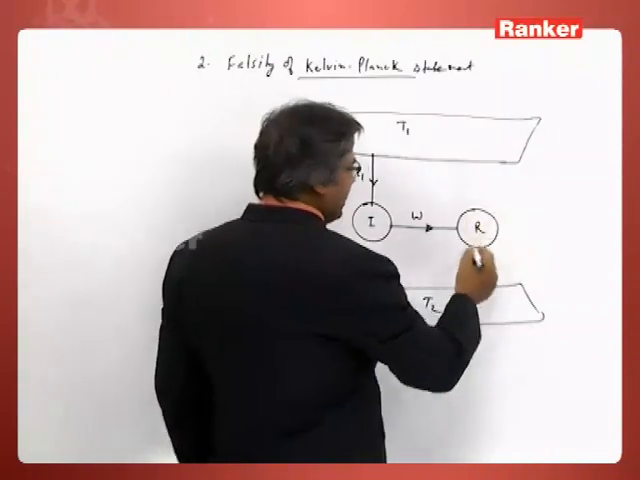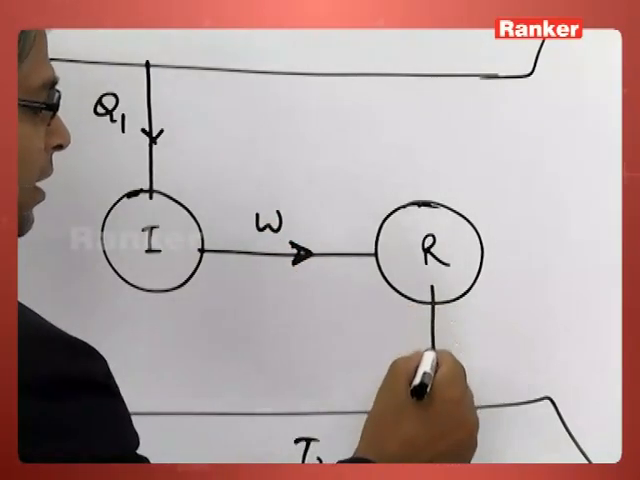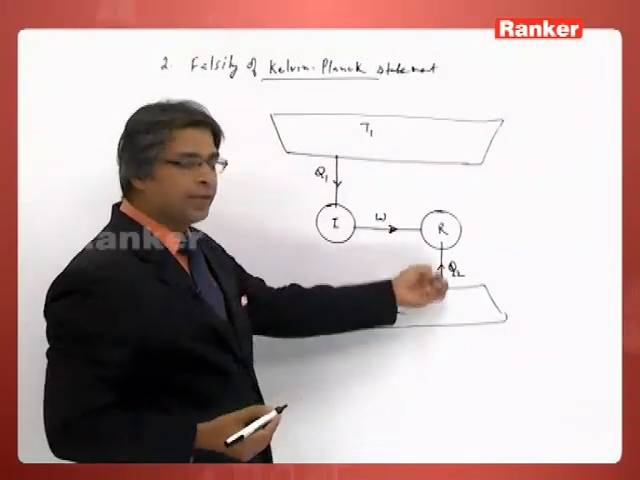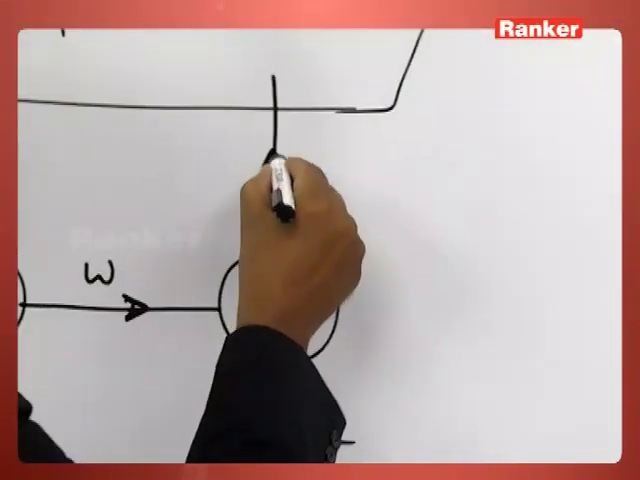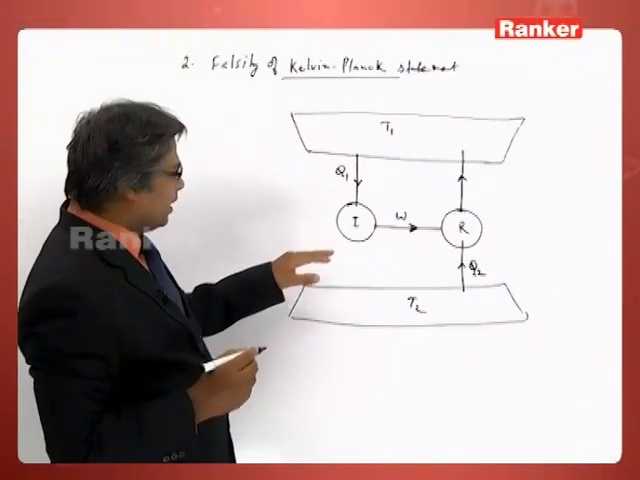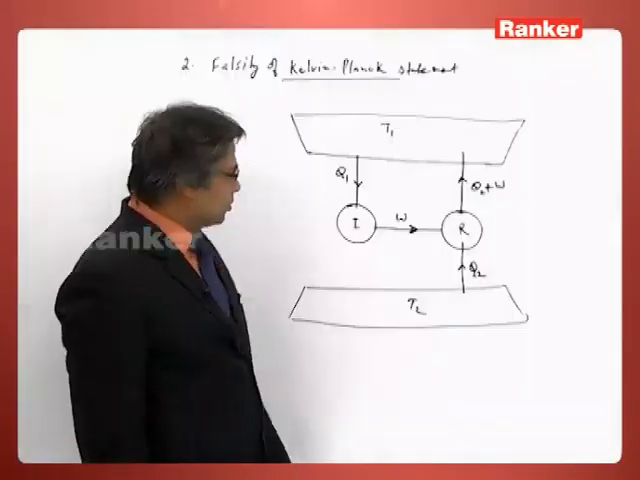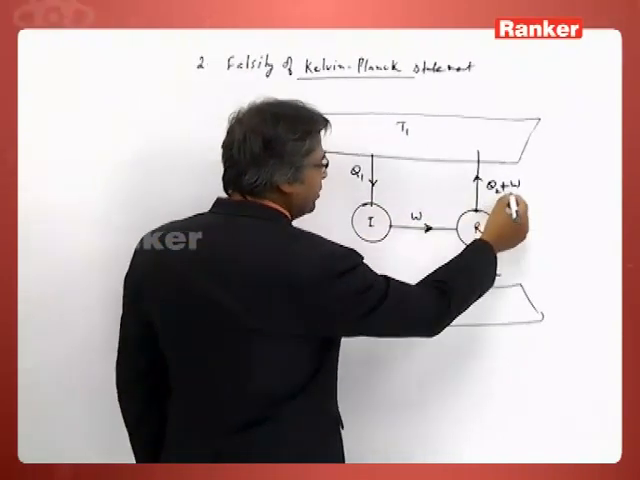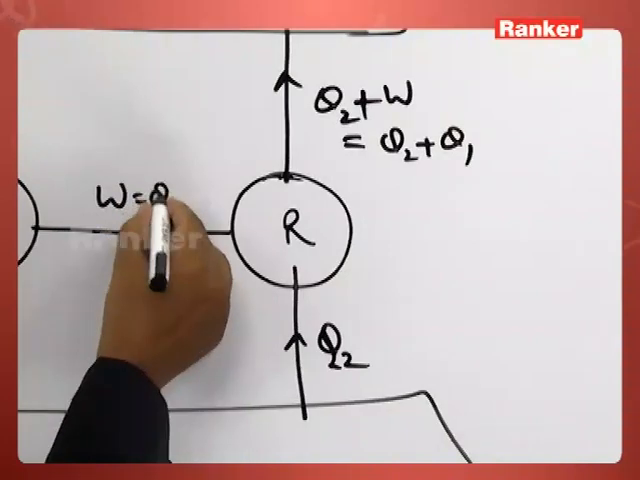Now this work is given to this refrigerator. So this refrigerator takes W amount of work, and it takes Q2 amount of heat from the cold reservoir, and then converts and gives it to a higher temperature. So you see here it gives Q2 plus W. Now you see here this W will be equal to Q1. So finally this will become Q2 plus Q1.